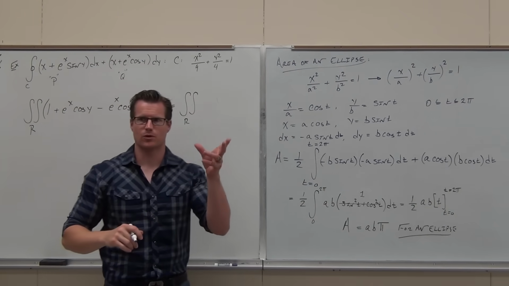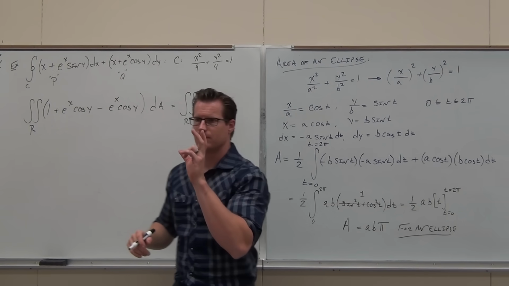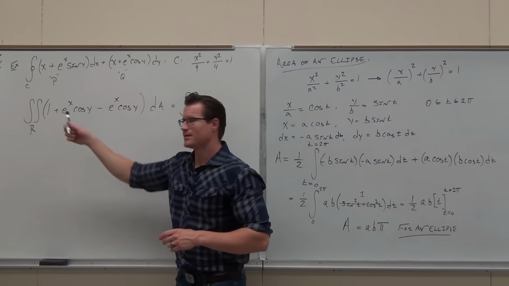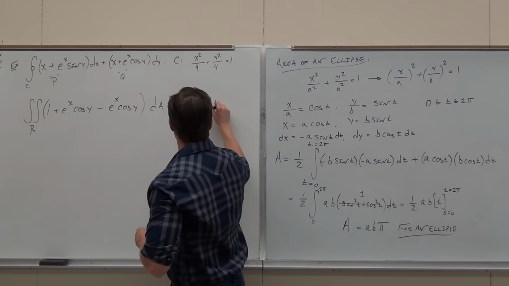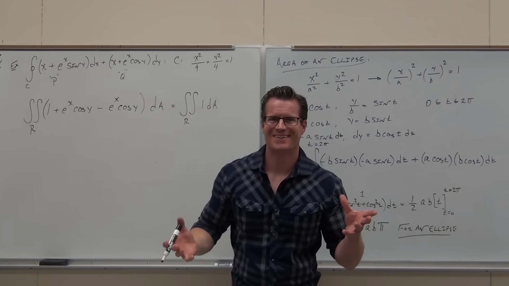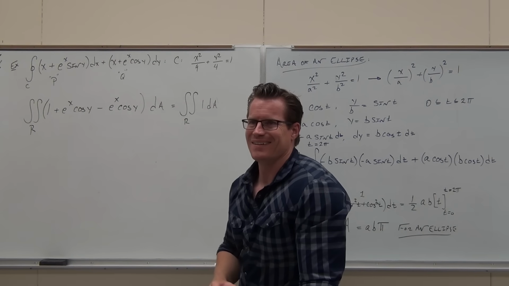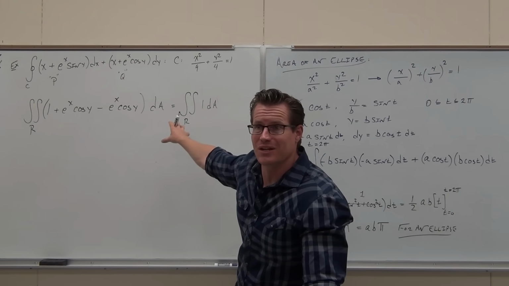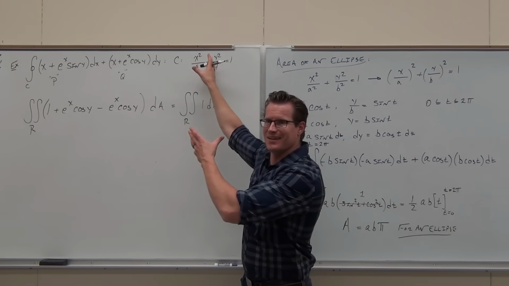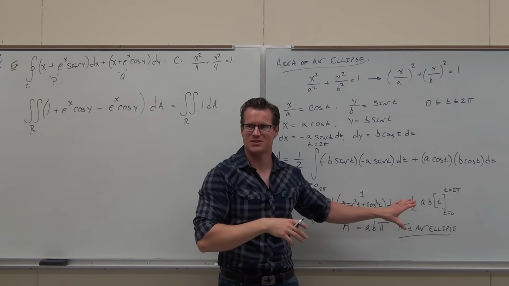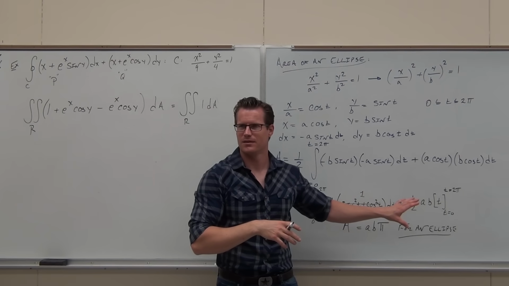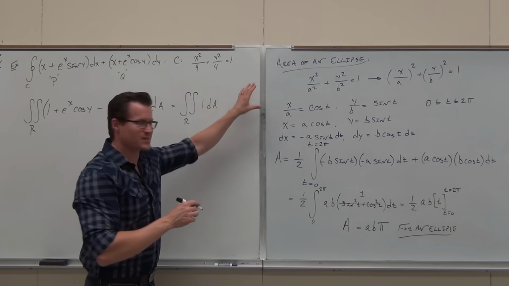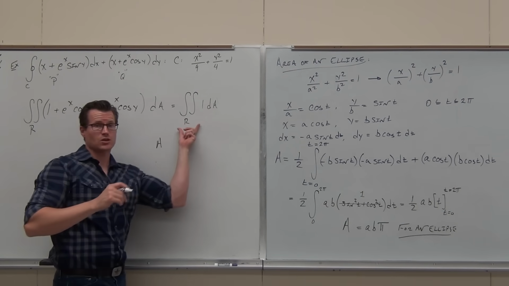What does it give us? What's the argument of the integral? What are we going to have in it? What's it mean? This is area. Area of what? Of the region. What's the region? Do we have a formula to find out the area of an ellipse? What's your A? What's your B? 2.